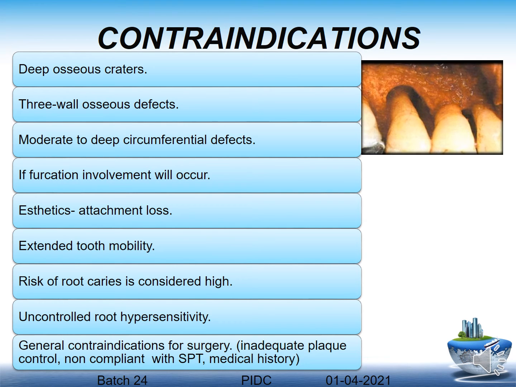So what are the contraindications for the procedures? Deep interosseous craters, 3-wall osseous defects, moderate to deep circumferential defects. If furcation involvement will occur in future if you do resective osseous treatment, we will not do it in such cases. Esthetics resulting in attachment loss. For those cases, we will not be doing it. Excessive tooth mobility: supposing it is grade 2 mobility and with resective osseous surgery it is going to become grade 3, then we will not be doing it. If there is a risk of root caries, then we don't do it. Uncontrolled root hypersensitivity and general contraindications for surgery.